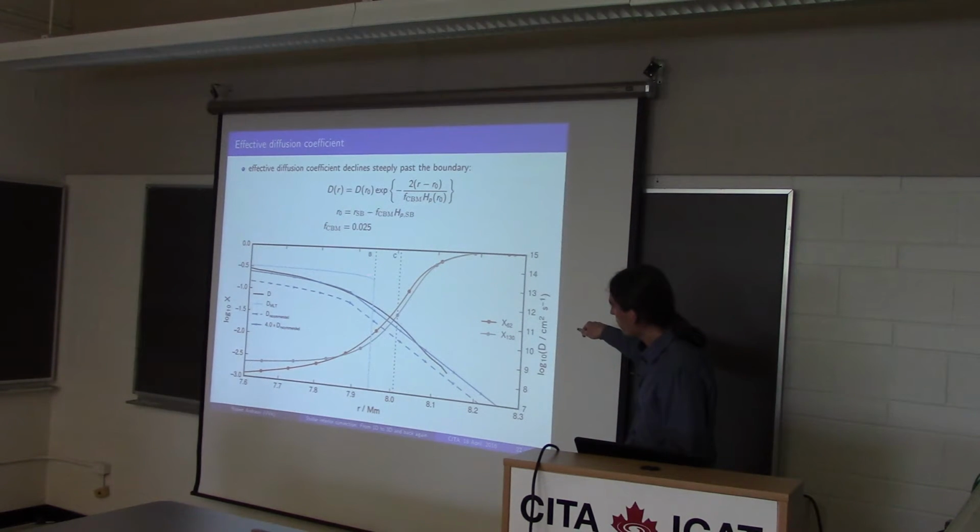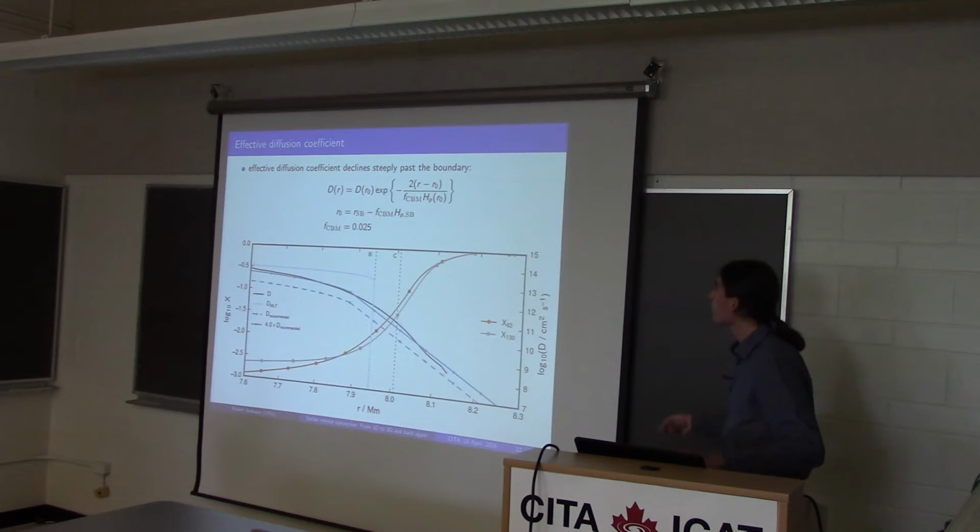This blue curve here is the mixing coefficient from the mixing length theory, and it drops at the boundary because the theory predicts no mixing beyond the boundary. Our inversion gives you this black curve here, and you see the diffusion coefficient scale goes from 10^15 to 10^7, so you can see 8 orders of magnitude here. So this drop is very rapid, and you can model it.